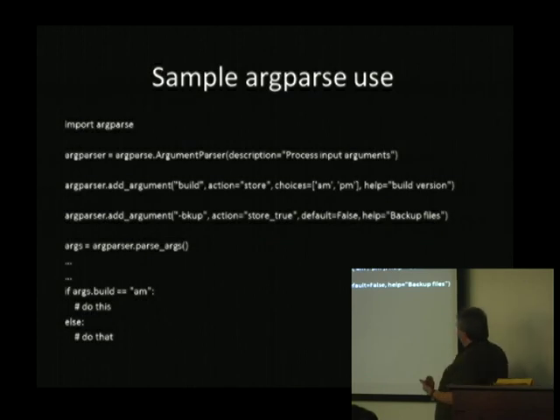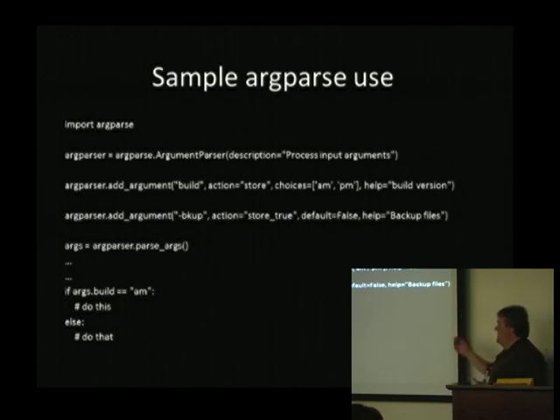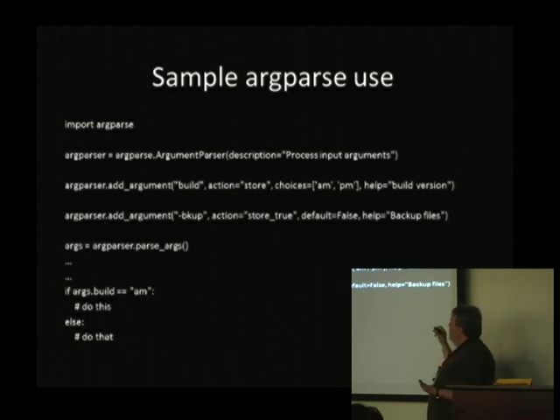You can also see here that there's an action that happens whenever it encounters that argument. There are setups for what default value you want it to be. In the case of an optional argument, if the user does not provide that argument, you need to tell the arg parser, hey, what do I want it to be by default?